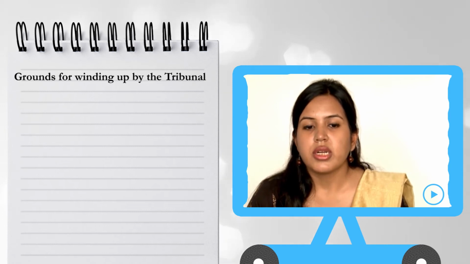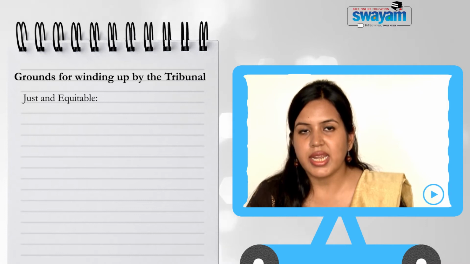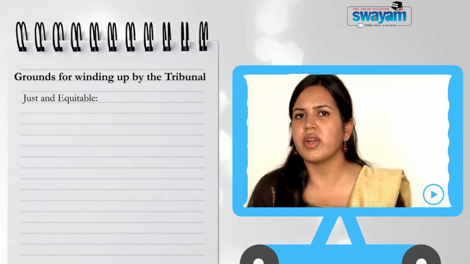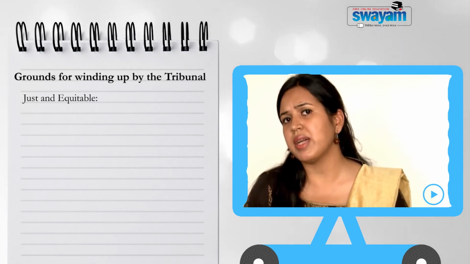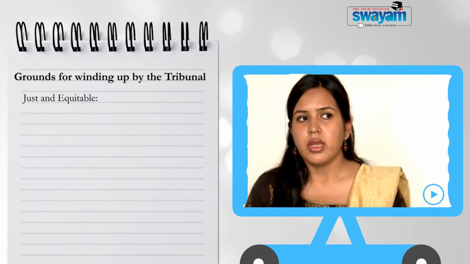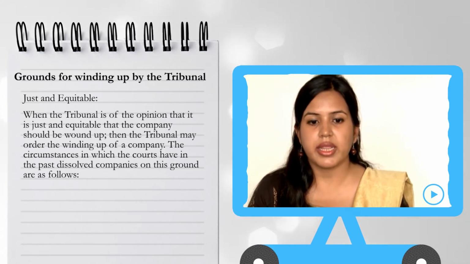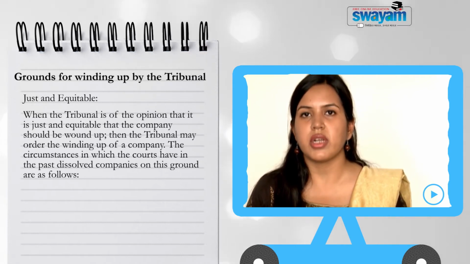Another ground is just and equitable. Just and equitable is a ground which involves various other things. Any reason which the tribunal finds just and equitable, then the tribunal may pass an order for winding up of the company. So, when the tribunal is of the opinion that it is just and equitable that the company should be wound up, then the tribunal may order the winding up of a company.